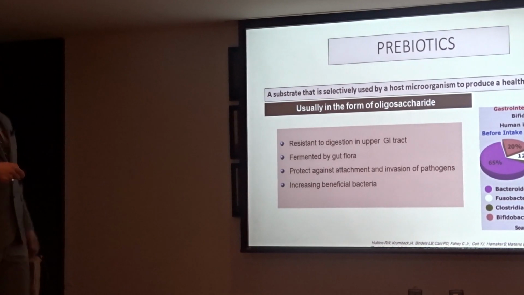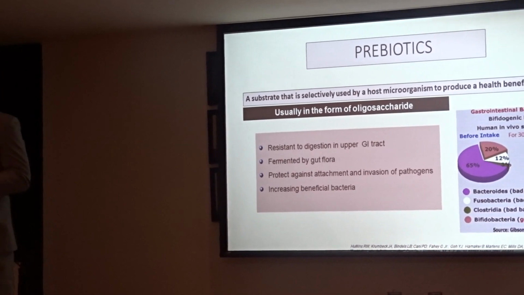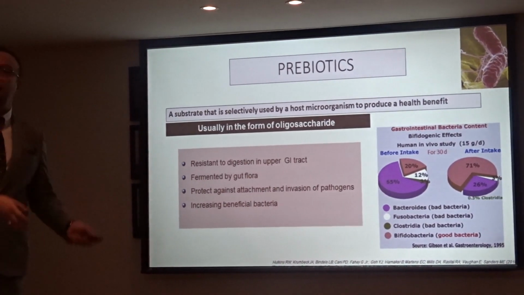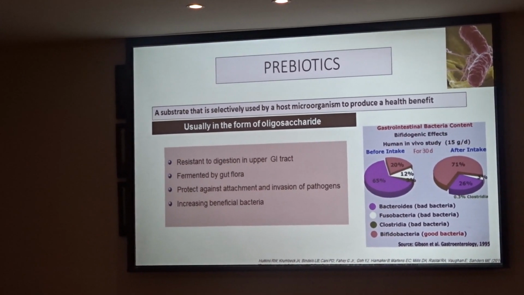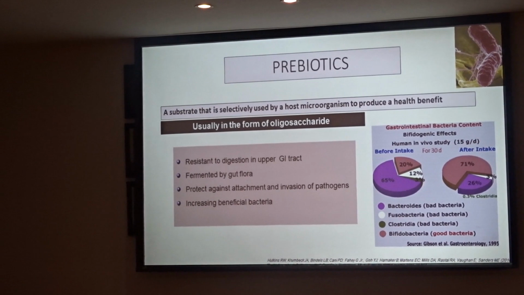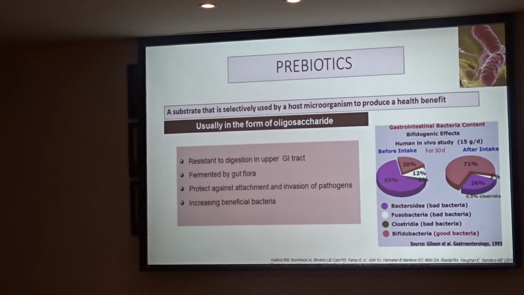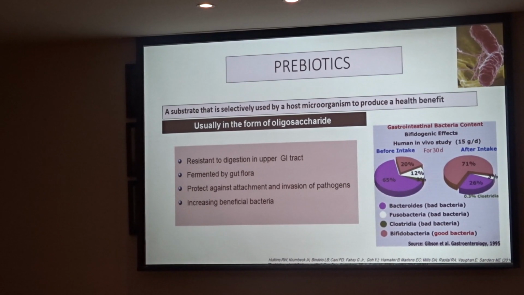Now, what is a prebiotic? To understand HMOs, we should understand what a prebiotic is, what a probiotic is, what symbiotic is, and what postbiotic is. All these should be understood to then understand what a human milk oligosaccharide is. Simply, a prebiotic is a substrate, this is the updated definition, that is selectively used by the host microorganisms to produce health benefits, usually in the form of oligosaccharides.